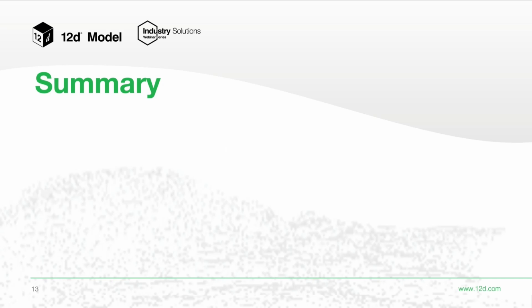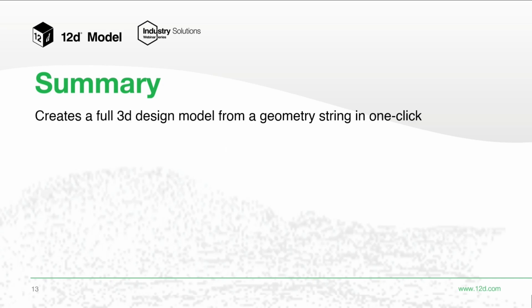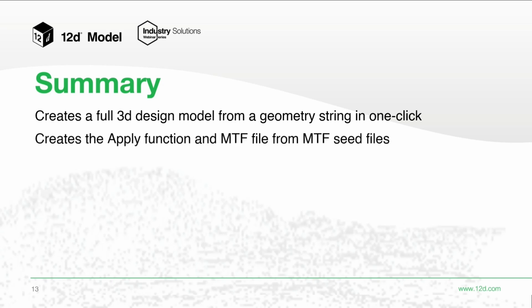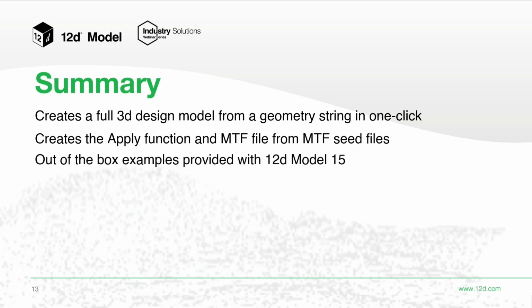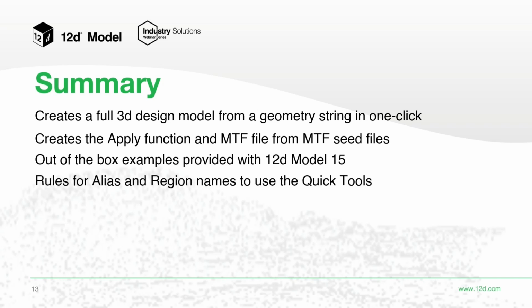Okay, so in summary, the design quick options in 12D create a full 3D design model from a geometry string in one click. It creates the Apply MTF file from seed files. We have an out-of-the-box example provided and installed with 12D Model 15. And the rules for alias and region names to use the quick tools are very important. You can use your own seed files and snippets.